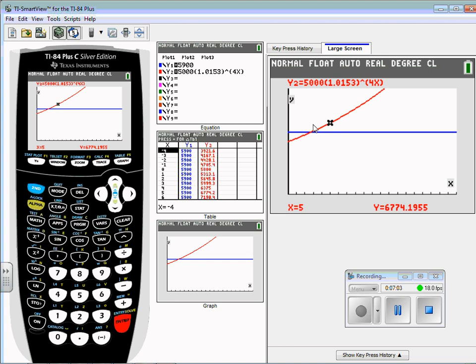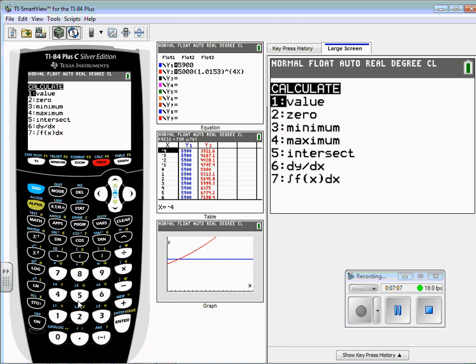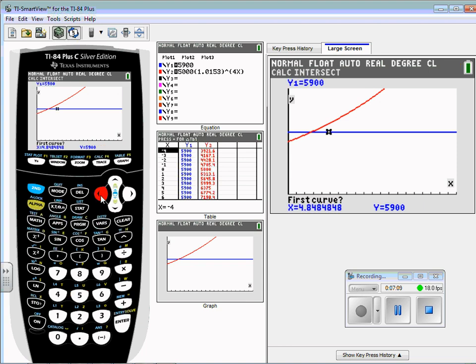So I'm going to solve that with second trace number 5, the intersect. And like I've done before, and you've seen me do before, I'm going to put my cursor on the intersect and hit enter 3 times. And it tells me that it occurs at 2.725. Now, it is very important that I don't actually get that money at that point.